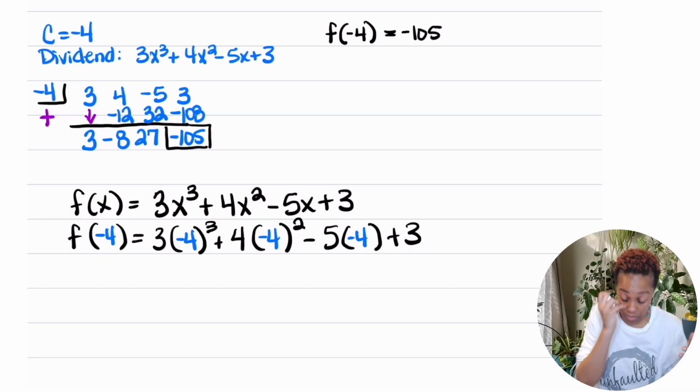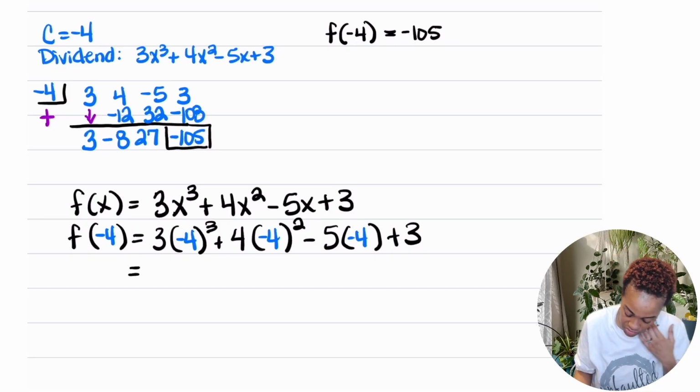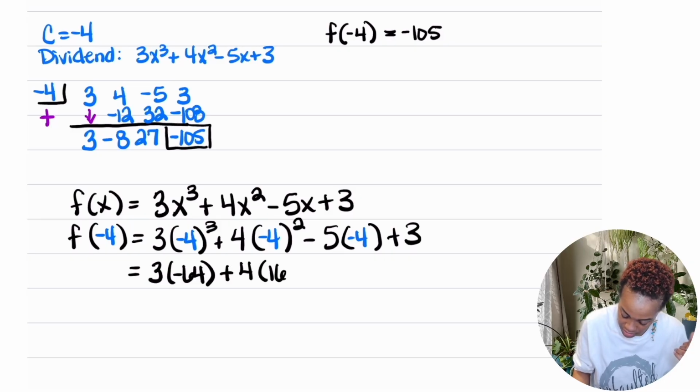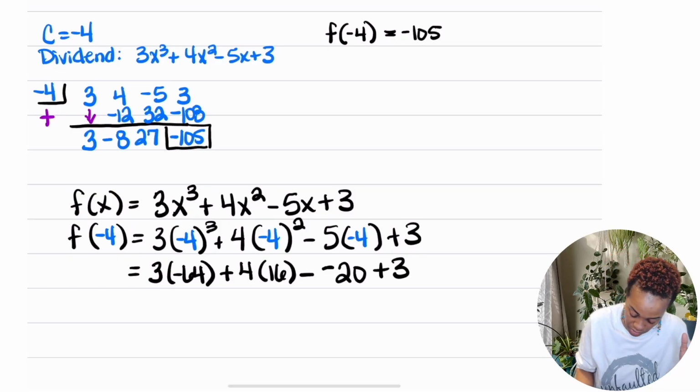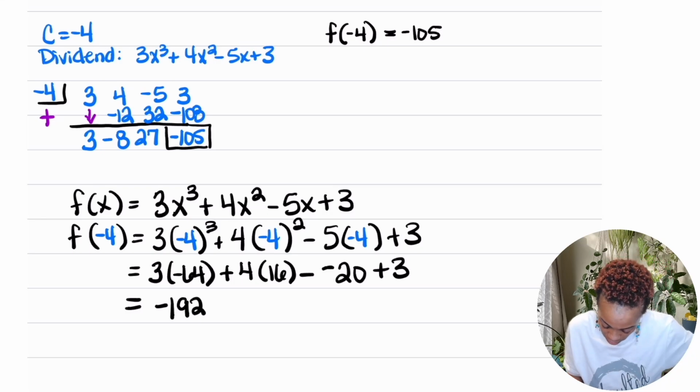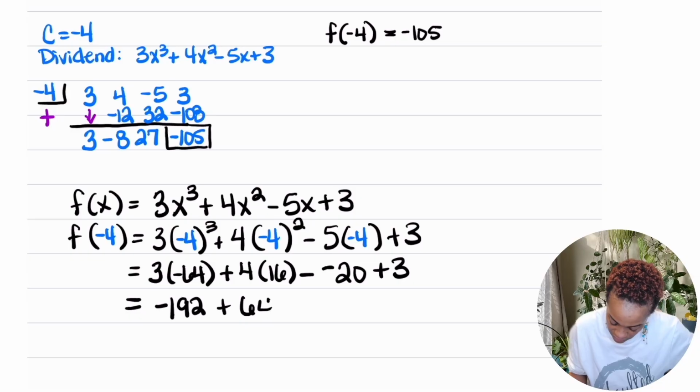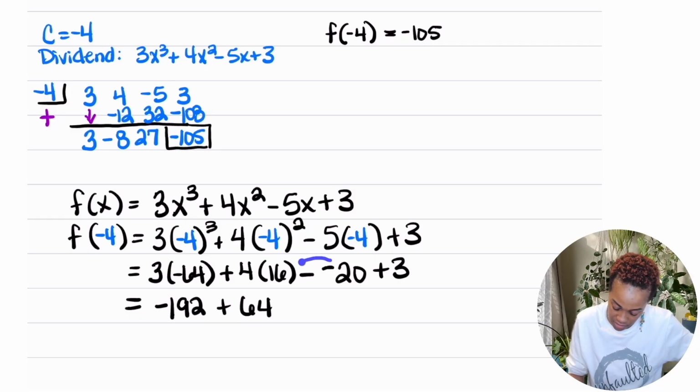Okay, so far so good? Okay, let's keep going. So then this is going to be 3 times -64 plus 4 times 16 minus 5 times -4, which is going to be a -20. So I'll go ahead and put -20 here, and then plus 3, right? And then 3 times -64, that's going to be a negative 192. And then 4 times 16, that's going to be 64. And then a negative next to a negative is going to be a plus, right? So that's going to be plus 20, and then plus 3.